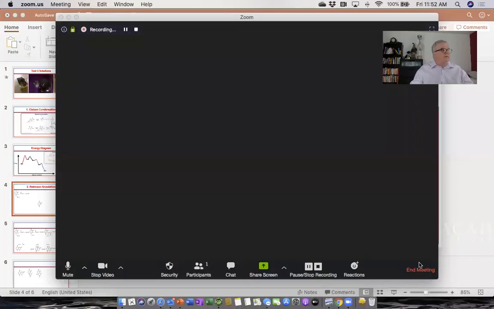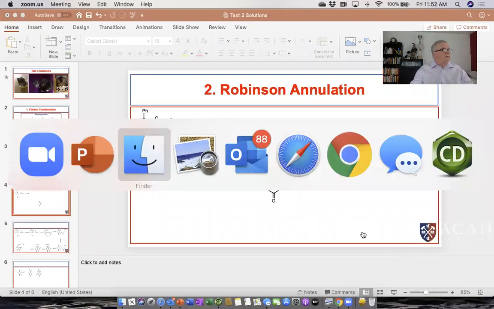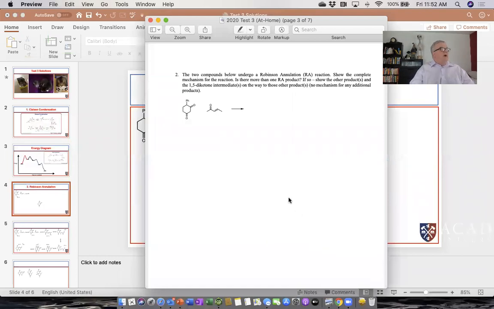Hello, everybody. So let's try number two from the take-home test that you had on Friday. Take a look at the question. The two compounds below undergo a Robinson annulation reaction. Show the complete mechanism for the reaction. Is there more than one Robinson annulation product?